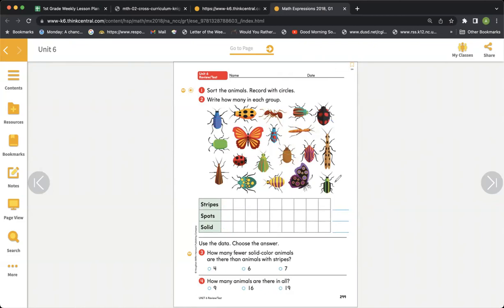Okay, now that you have them sorted, I'd like you to count and then write the number of stripes on this line. The number of spots here goes on this line. And the number of solid here goes on this line. Pause to solve.